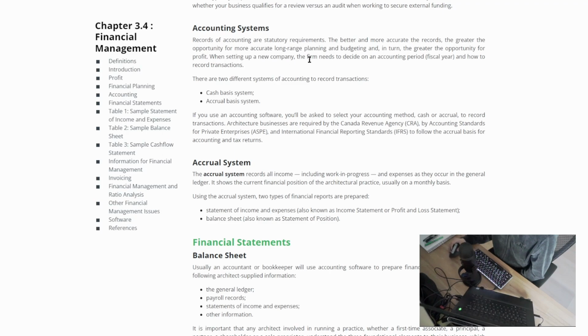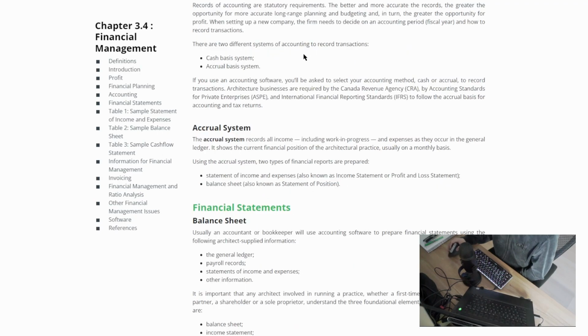When setting up a new company, the firm needs to decide on an accounting period, fiscal year, and how to record transactions. There are two different systems of accounting to record transactions: cash-basis system and accrual-basis system. If you use accounting software, you'll be asked to select your accounting method, cash or accrual, to record transactions.